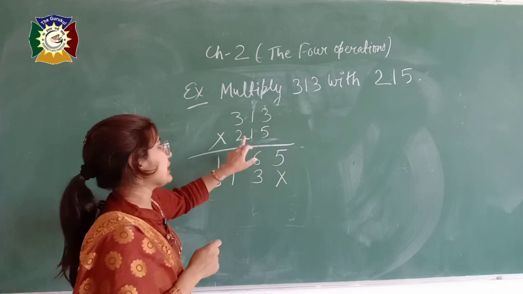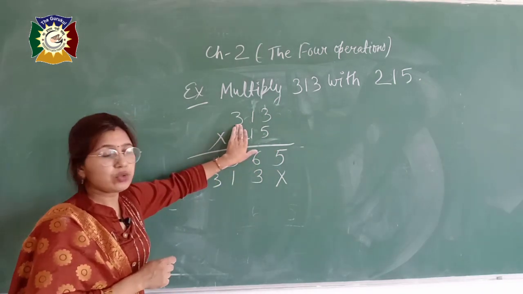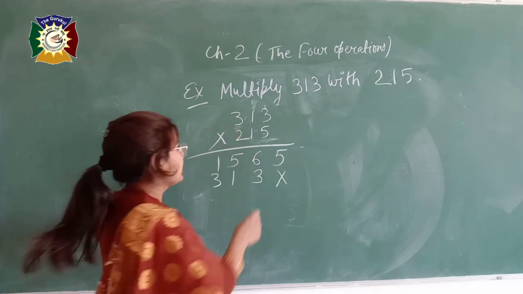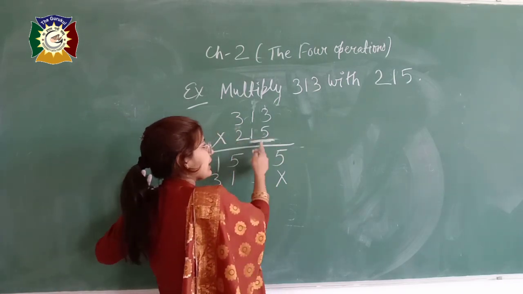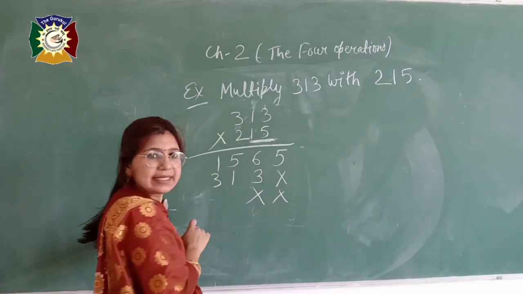Now you have to multiply with 2. For this you have to check how many digits are after 2. There are 2 digits, that is 1 and 5. After 2 there are 2 digits. So you have to put this time 2 cross signs.